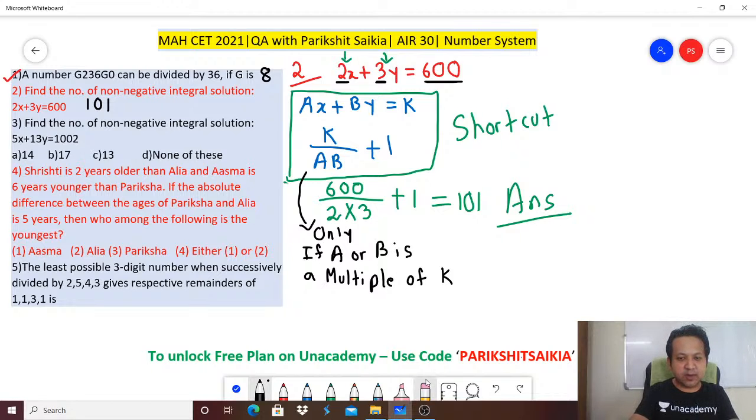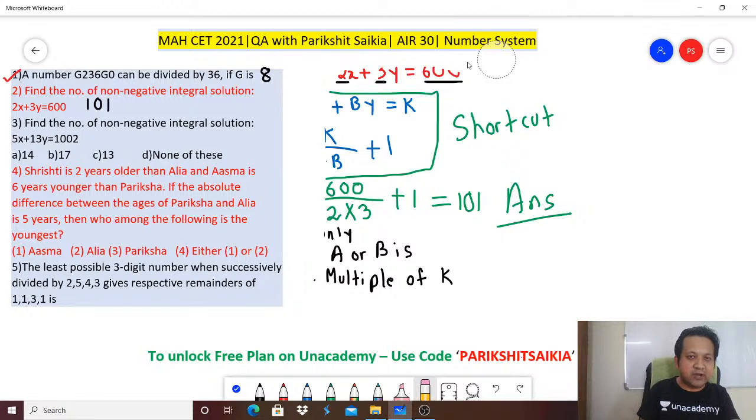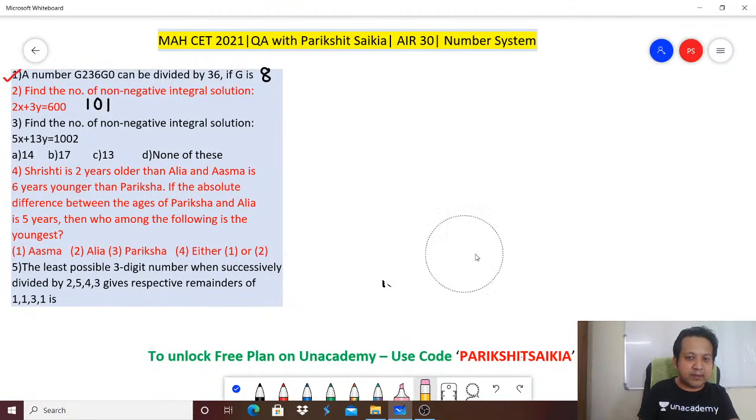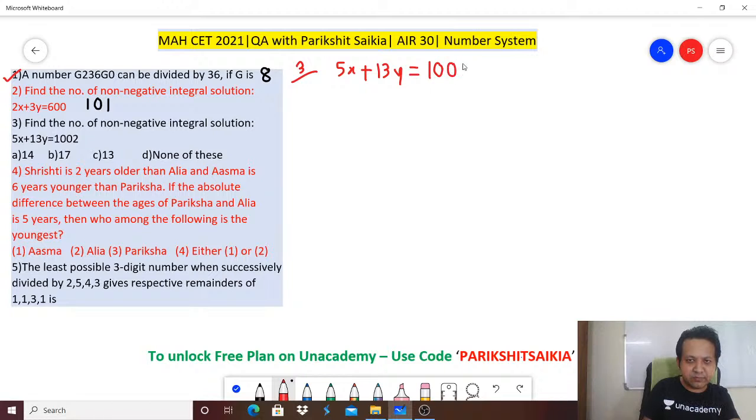Next one. Number 3. Now, number 3, there is a difference. What is the difference? You see a and b are not multiples of k. Can you see this? 5x plus 13y equals 1002. Please have a look. 1002, is it a multiple of 5? No. Does 13 divide 1002? No.